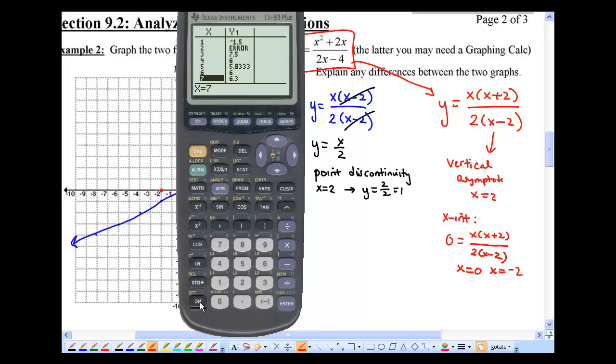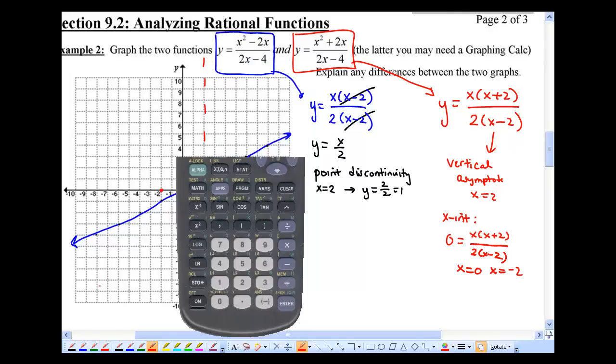Turn it on. Go to y equals. And I'm going to make sure that you put brackets around the numerator, okay? x squared plus 2x. Also bracket the denominator, 2x minus 4. And then graph it out. And you get a graph like this. There's your vertical asymptote. Okay?